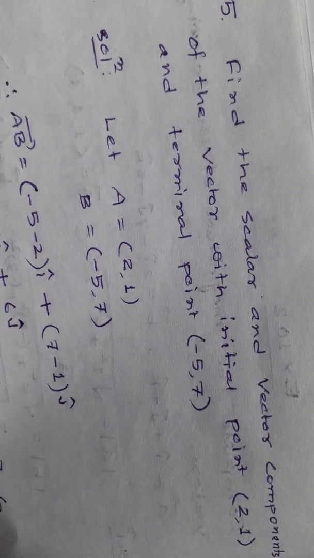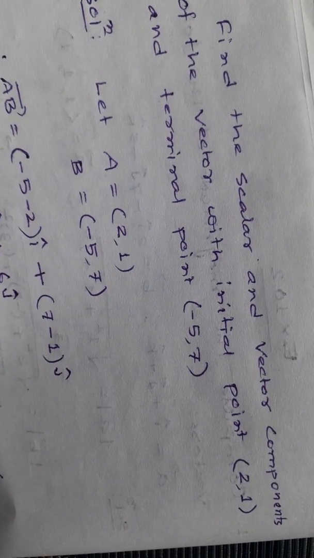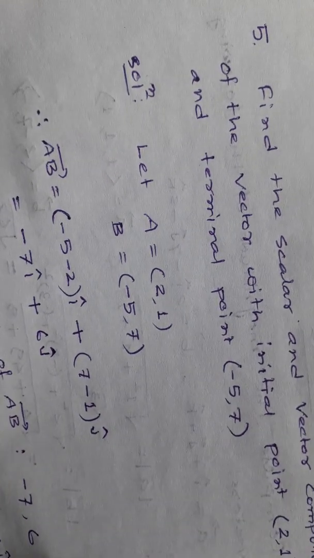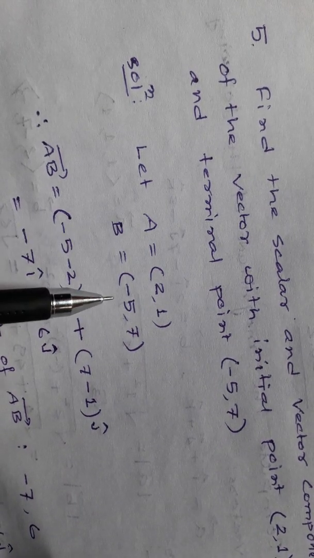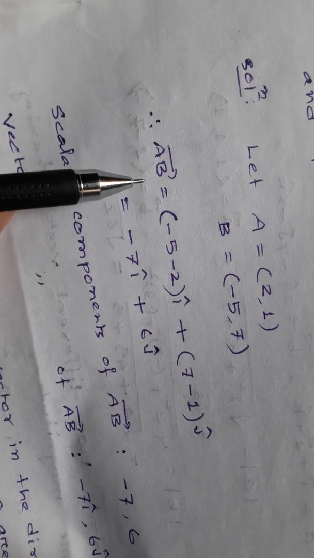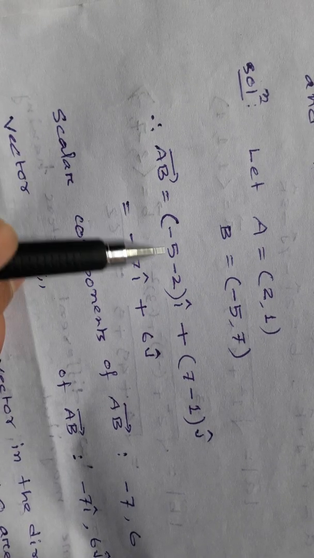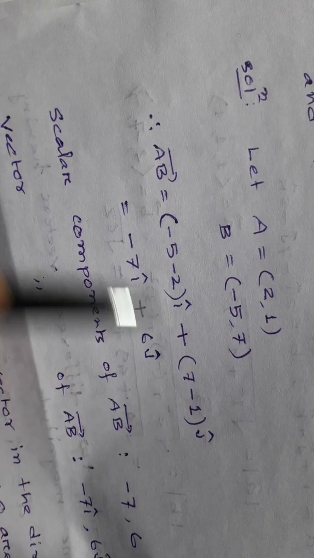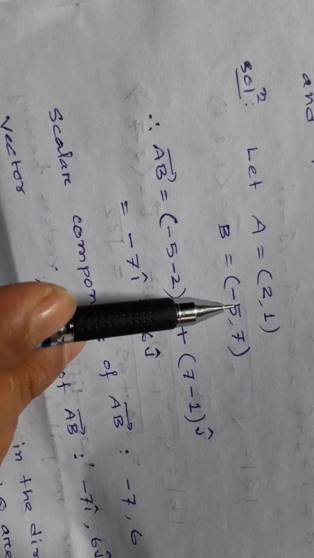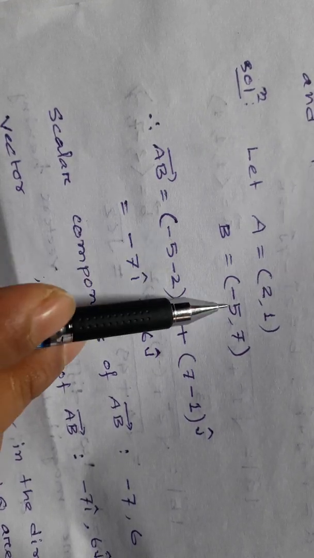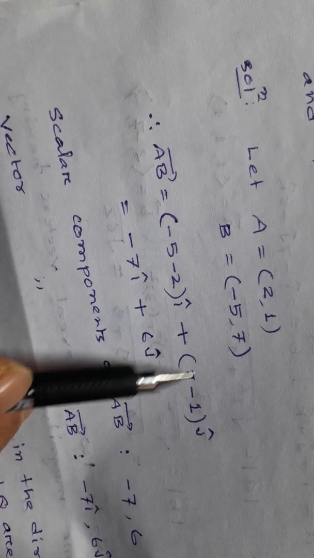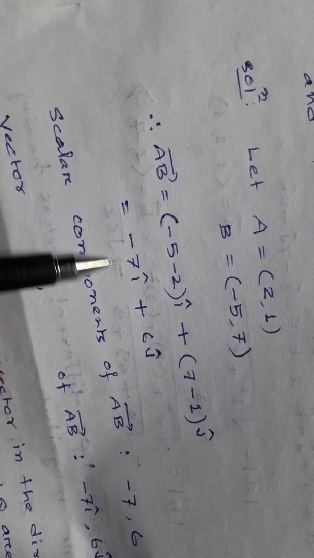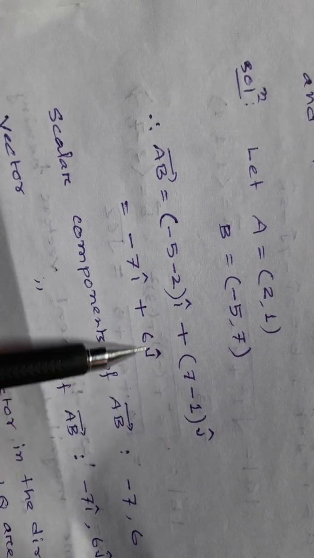Question number 5. Find the scalar and vector components of the vector with initial point (2, 1) and terminal point (minus 5, 7). So let A be (2, 1) and B be (minus 5, 7). Then vector AB will be (x2 minus x1) i plus (y2 minus y1) j. So first you have to write coordinates of B. B is minus 5, so (minus 5 minus 2) i plus (7 minus 1) j. Minus 5 minus 2 is minus 7i plus 7 minus 1 is 6j.